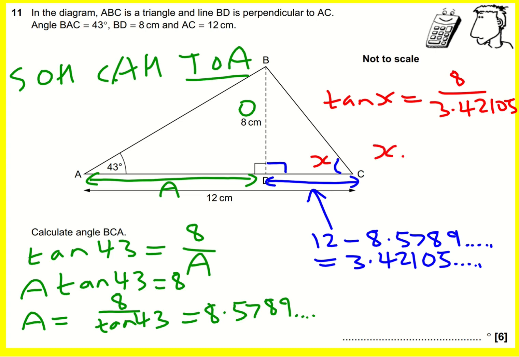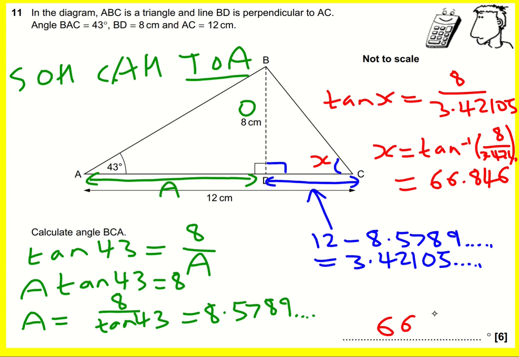So X is then going to be inverse tan of this. I'm running out of space, but you should put in the full thing. And I would put it in directly like that. I'm writing inverse tan 8 divided by answer because I've got this 3.42105 as my answer. I'm being really careful not to round too early. I get 66.846. It doesn't say how to round it, so actually that would be perfectly fine as an answer. I'm going to write it to 3 significant figures, 66.8 degrees.